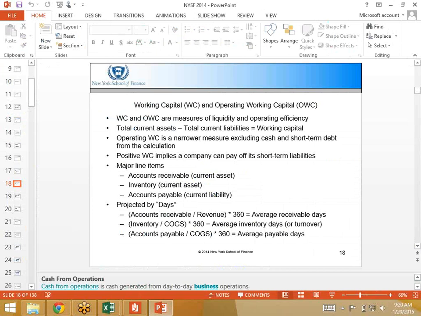So if AR is increasing and revenue is increasing accordingly, our percentage shouldn't change. Our days shouldn't change. So we can better detect if an increase in AR is a positive sign or a negative sign, right? I mentioned that AR increasing could be a good thing or a bad thing, right? AR increasing could mean our customers aren't paying. How do we detect that?